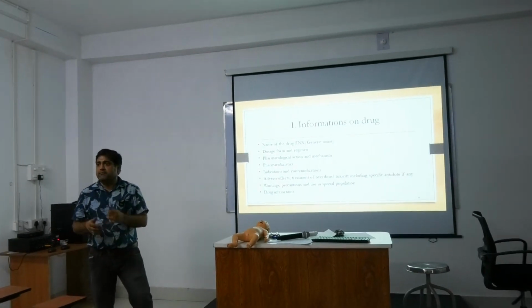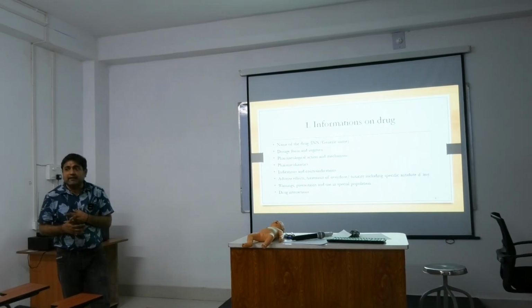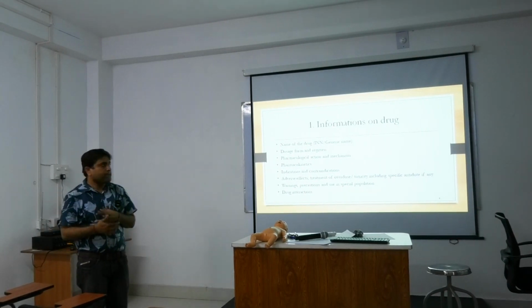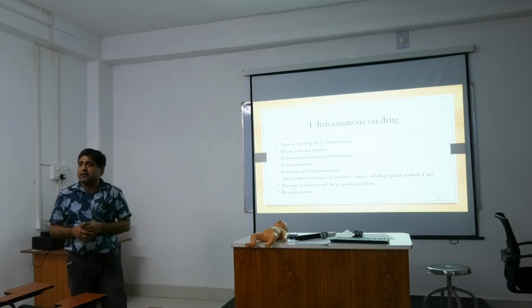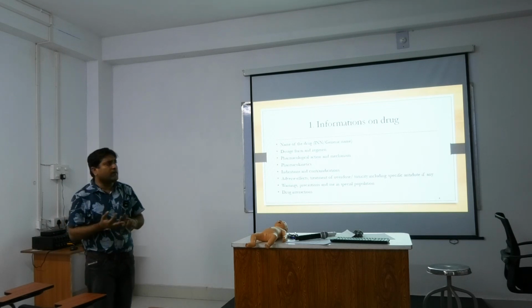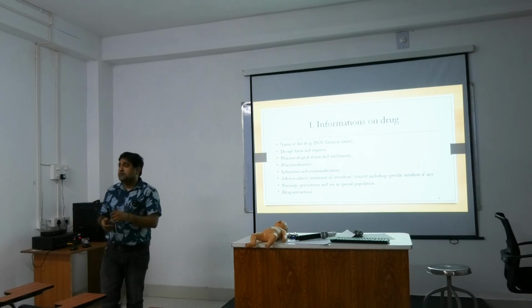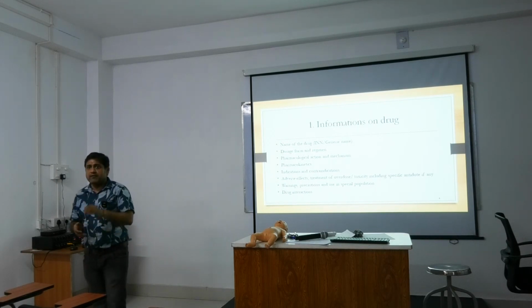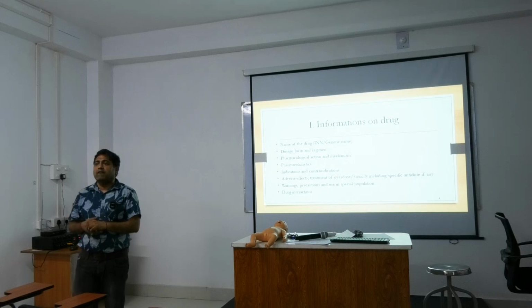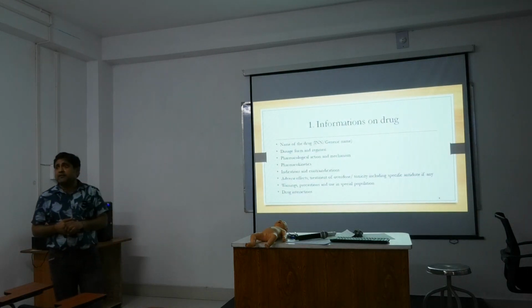The name of the drug is brand name, generic name, approved generic name, or the international non-proprietary name. Dosage form and regimen, pharmacological action, mechanism of action, indication, contraindication, pharmacokinetics of the drug, adverse effects. If there is overdose of the drug, treatment of overdose. If there is any specific antidote available for the drug or not. Like in case of morphine poisoning, there is naloxone.